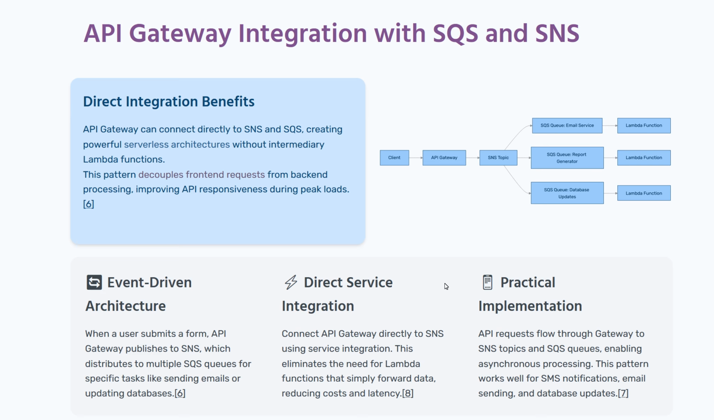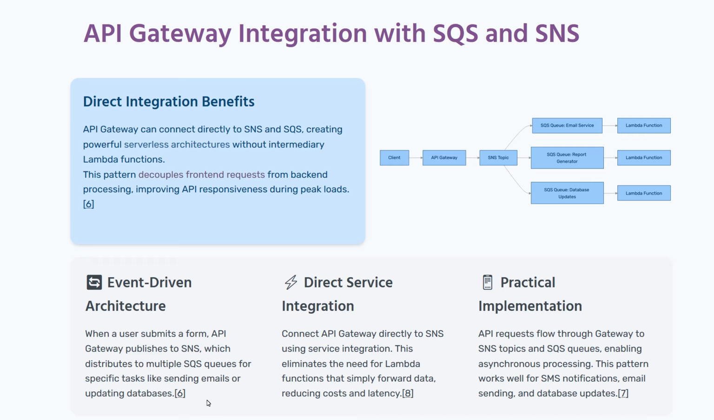So you see the client uses API Gateway coming into an SNS topic, then an SQS queue for the email service using a Lambda function, an SQS queue for the report generator going to a Lambda function, and an SQS queue for database updates processed by Lambda functions. When a user submits through API Gateway, it publishes to SNS, which distributes to multiple SQS queues for specific tasks like sending emails or updating databases. Direct service integration means no Lambda functions that simply forward the data, reducing cost and latency.